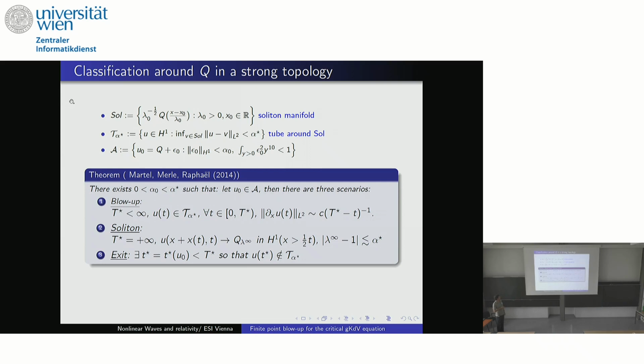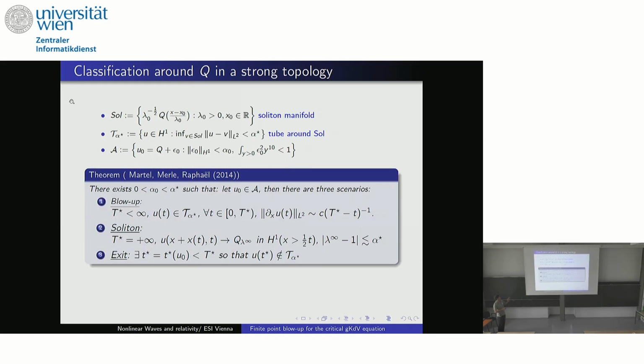Then another possibility is the soliton. It means that T star is plus infinity, and somehow you converge, a little bit on the left, and you take all this region to the right, to a rescaled solitary wave for lambda infinity close to 1. And the last possibility is the exit. It means that there exists a small t star, which is strictly smaller than the capital T star, for which you exit the tube. And then, as far as I know, it is still open to know what happens with this solution, even though it is conjectured that the solution should scatter.